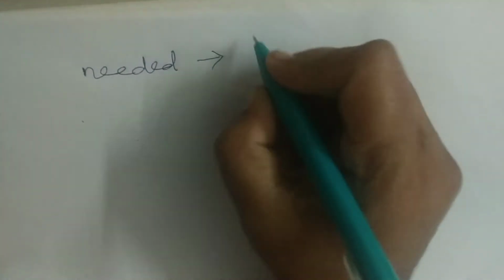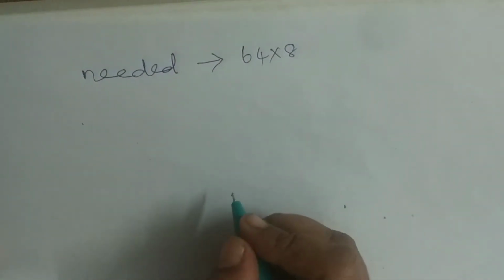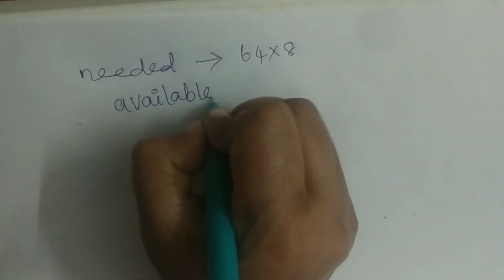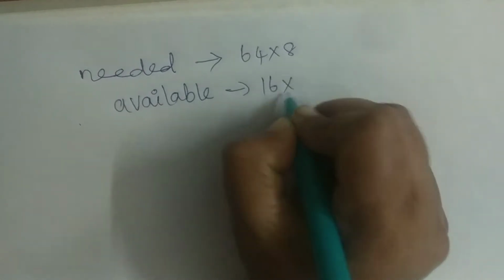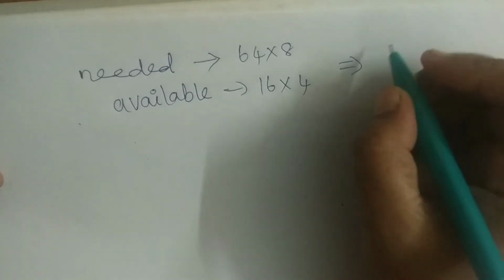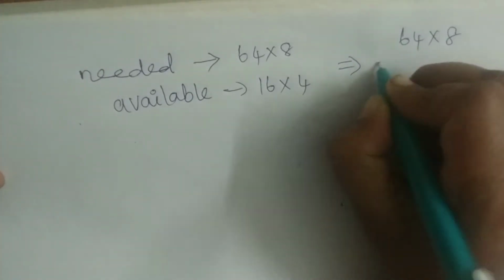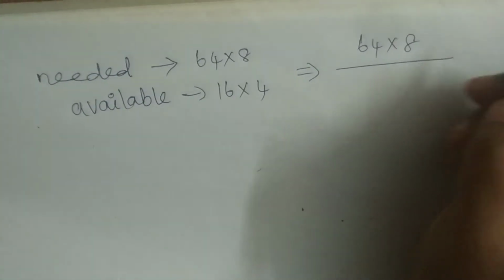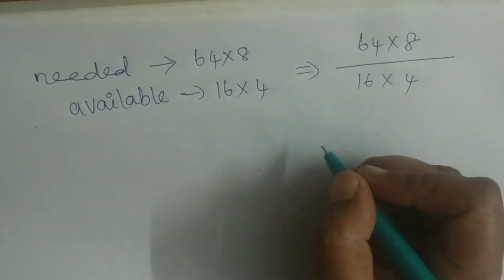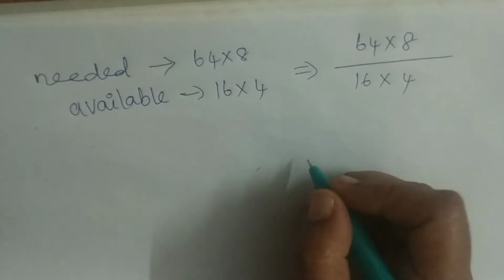Needed memory is 64 cross 8, isn't it? Available memory is 16 cross 4 size. So 64 cross 8, the needed memory size, divided by the available memory size 16 cross 4, we will get the required memories, the number of required memories.